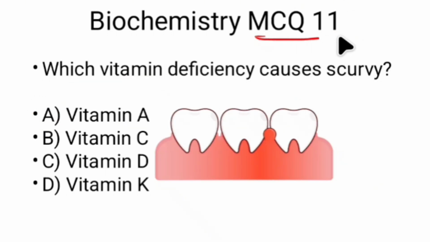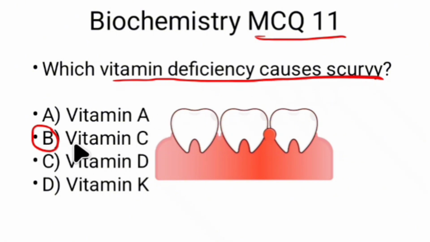Question number 11. Which vitamin deficiency causes scurvy? The correct option is C. Vitamin C deficiency causes scurvy disease.